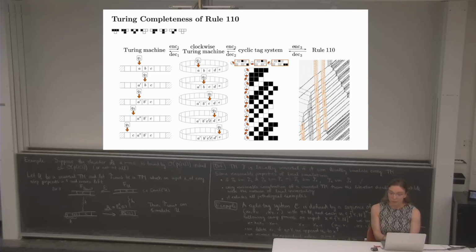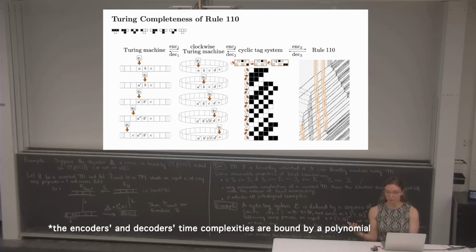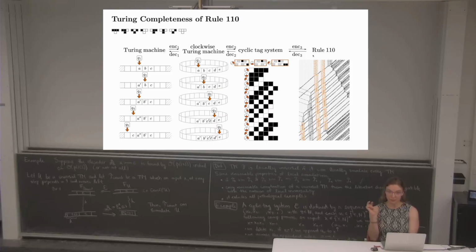So what is a pretty impressive result is that these encoders and decoders and delay functions that are underlying this are, let's say, all just polynomial. So in some sense, this resulting simulation is still feasible in a theoretical sense. But composing this many polynomials still means that if you wanted to compute something in practice with Rule 110, you would have to be extremely patient.